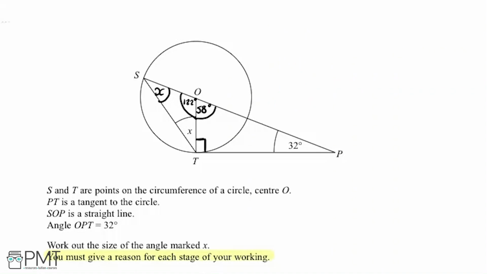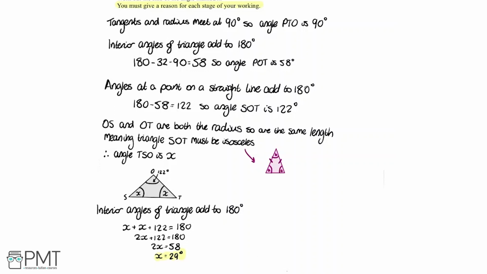So we got our first mark by working out that this angle here is 90 degrees. We got our second mark here for working out this angle is 58 degrees. And we get our third mark for actually working out what x is. So going through all the working and getting down to x being 29 degrees. And then we got our fourth mark for our reasoning. So all of this that we've written down, all our thoughts throughout the question, we get a mark for that.